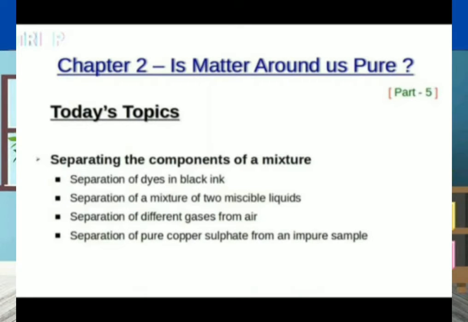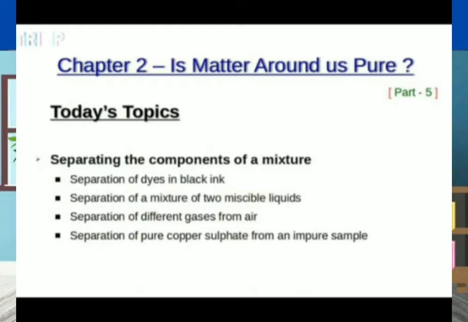In previous class, we discussed four separating techniques. Today, we are going to discuss another four types of separating techniques. The first one, separation of dyes in black ink. Did you remember? In previous class, we separated dye from ink through the evaporation process. Here we are going to separate dyes in black ink.